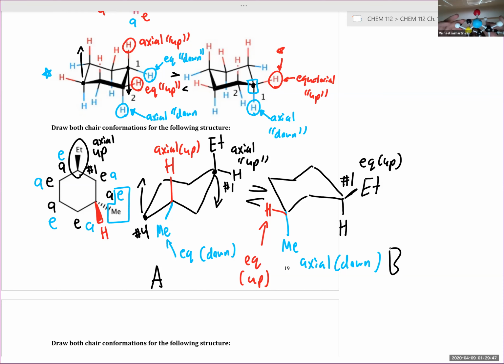Okay, so after a ring flip, we're going to bring carbon number 4 up and carbon number 1 down. And I'd like you, now looking at the ethyl group, is the ethyl group equatorial or axial? Equatorial, exactly right. And now looking at our methyl group, on our blue carbon, is our methyl group equatorial or axial?